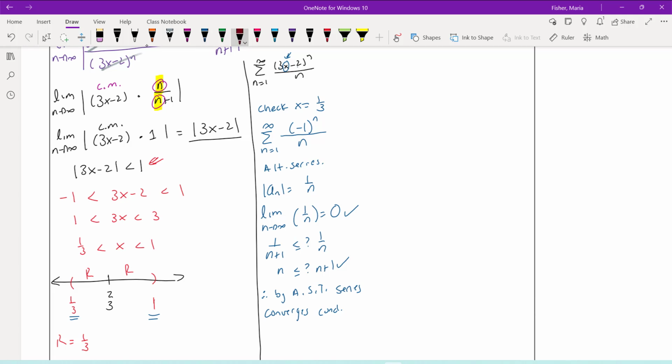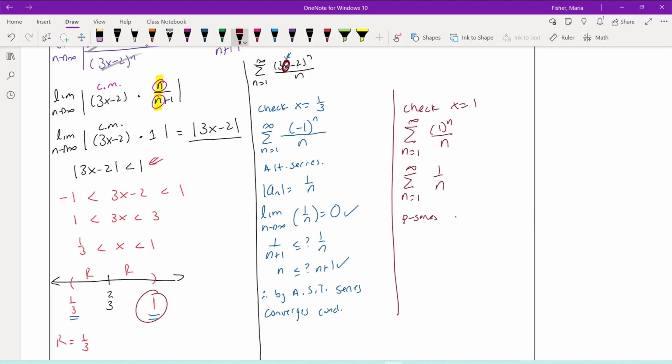Now let's check the other one. Let's check 1. So we're going to check x equal 1. That becomes the sum from n equal 1 to infinity. Remember, instead of this x right here, we're going to be writing a 1. So 3 times 1 is 3, minus 2 is 1. You're looking at 1 to the n over n. Well, 1 to the n is just 1, and if we're multiplying everything by 1, then we don't really need a 1 to the n. So we could rewrite this series as the sum from n equal 1 to infinity of 1 over n. And if it's 1 over n, what is it? It's a known series. It's a p series. P is equal to 1, therefore we know that we are going to diverge.